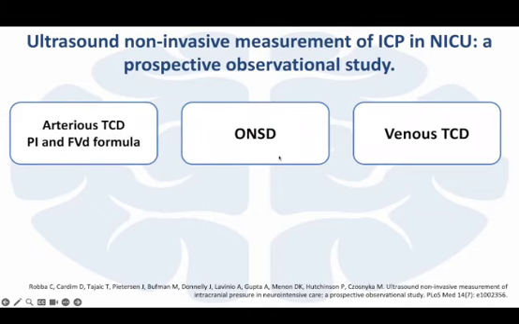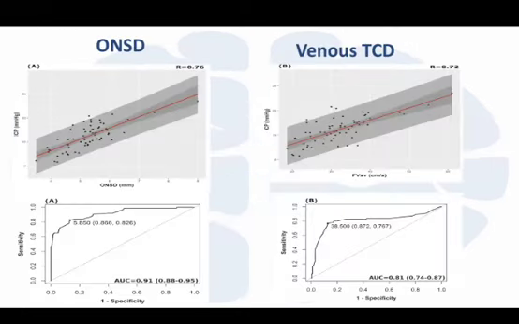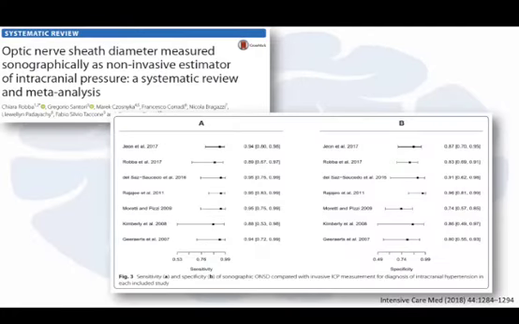This is a study that we did in Cambridge where we compared all these methods with invasive ICP, and as you can see, these are very nice curves, very nice results. If you look also at bigger papers, like this meta-analysis that we did published in Intensive Care Medicine on the accuracy of optic nerve sheath diameter, we observed a very good area under the curve for the detection of intracranial pressure with the ONSD.